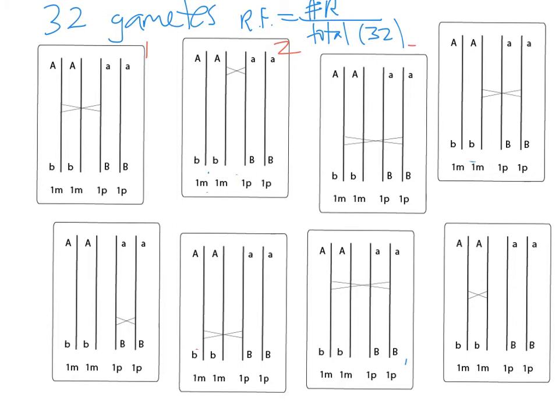So if we number these 1 through 8, for easy reference, somebody tell me one of these cells that's undergoing recombination that doesn't create new haplotypes. So I heard number 5.